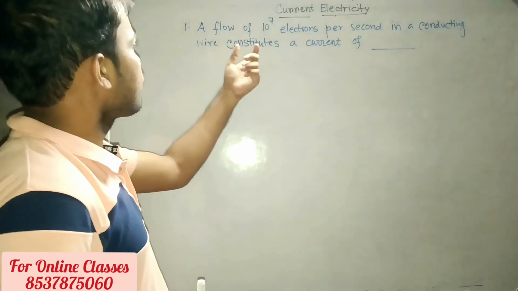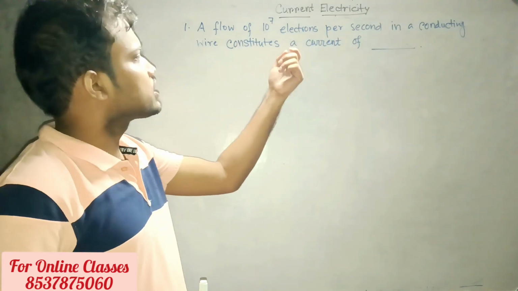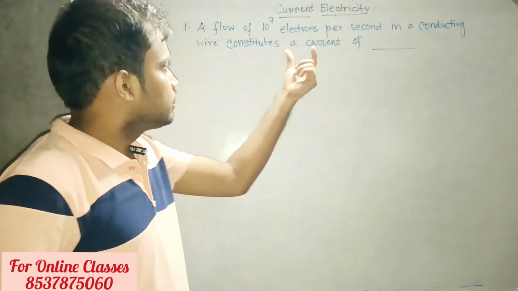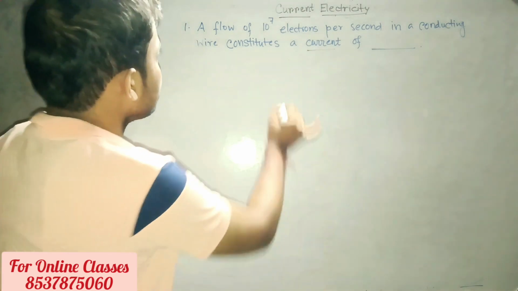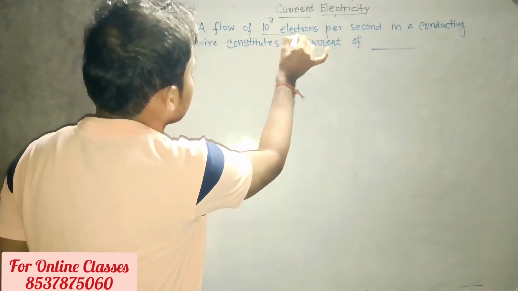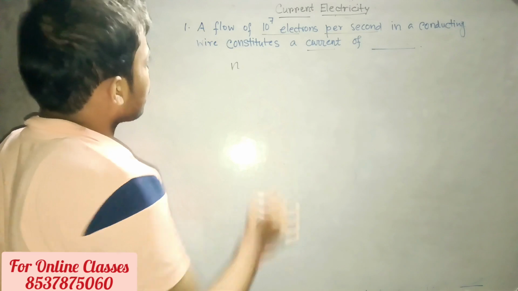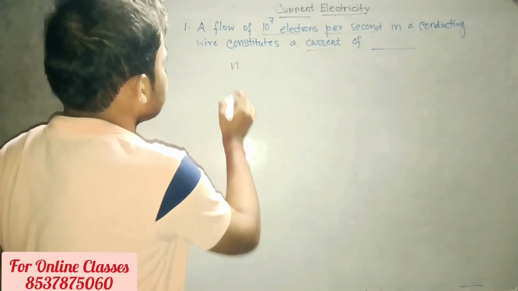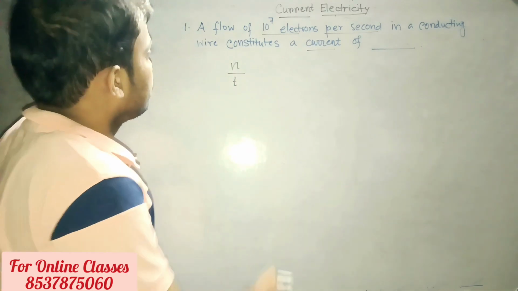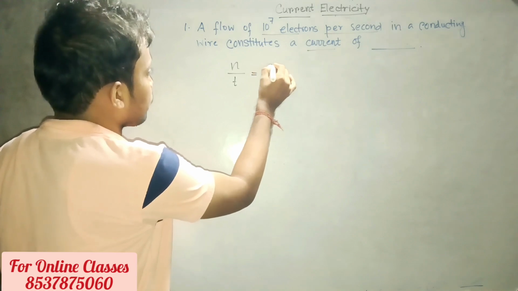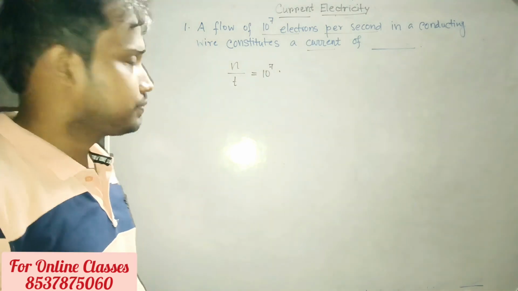First question: a flow of 10 to the power 7 electrons per second in a conducting wire constitutes a current of what? So we have to find the current. Now we know there are 10 to the power 7 electrons per second. That means if n is the number of electrons, then the number of electrons per second, n by t, is 10 to the power 7.